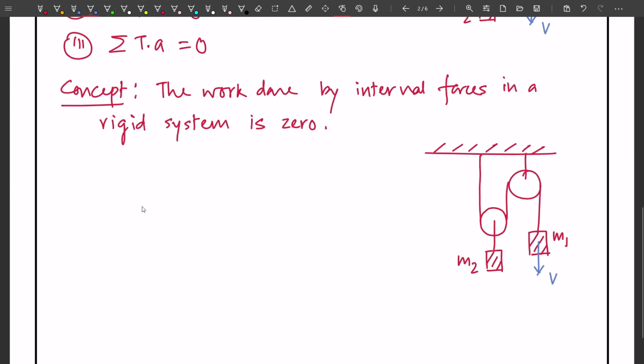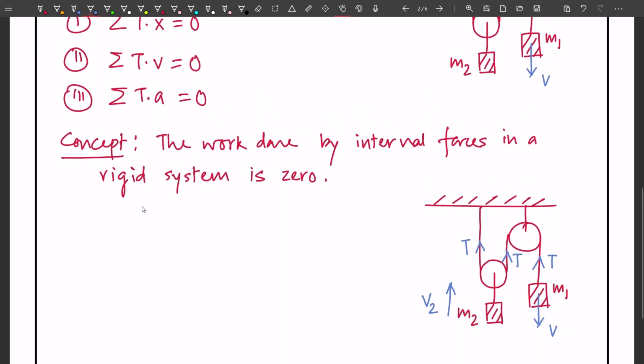So let us now solve this problem. Before solving, let us assume that the mass m2, the second mass, is moving with a velocity v2, and we don't know what the direction is. So let's assume for now that the velocity is v2 in the upward direction. Now let's mark the tension in the strings. We have only one string in the system, so the tension will be same everywhere.